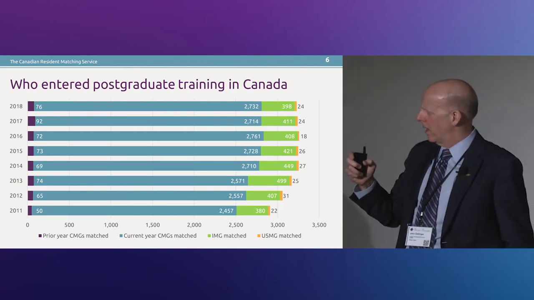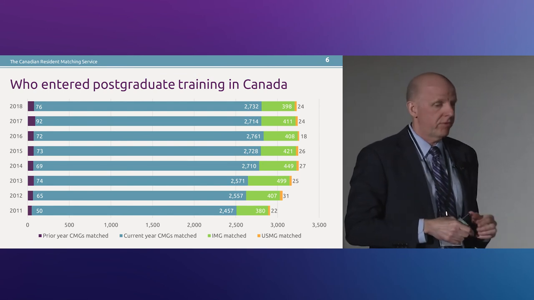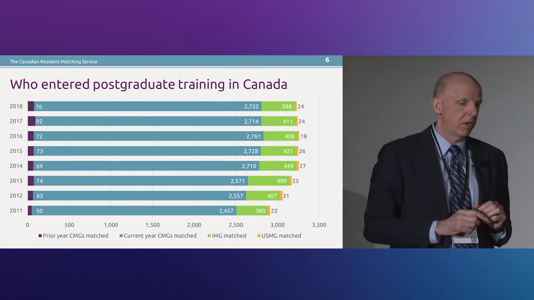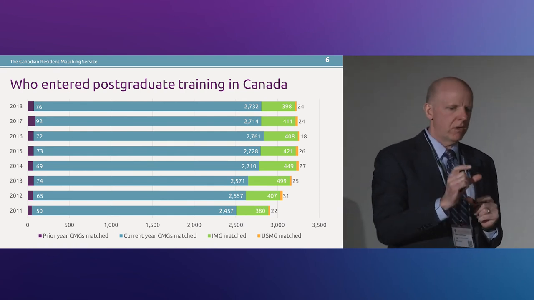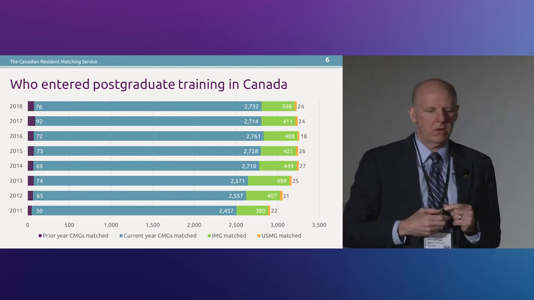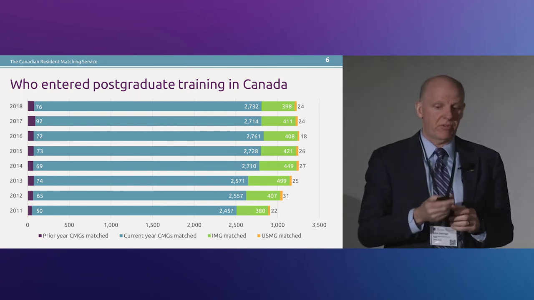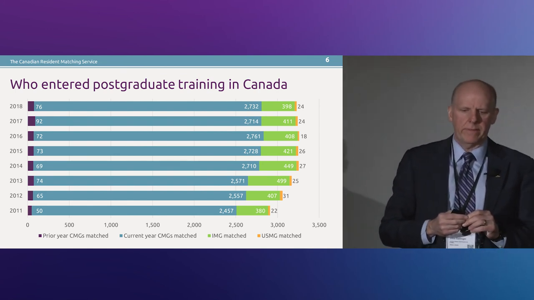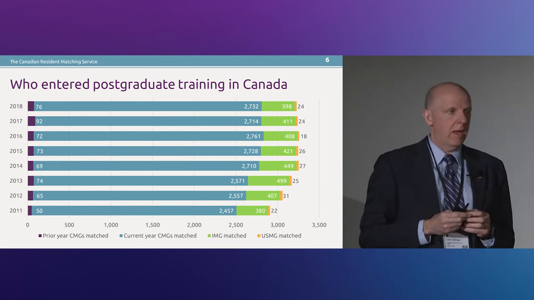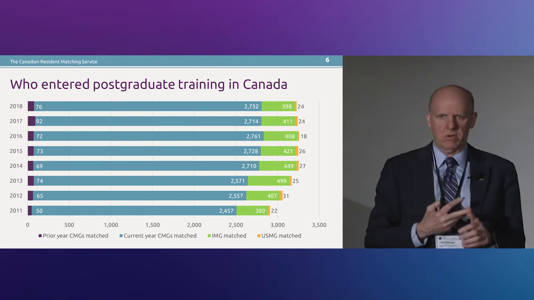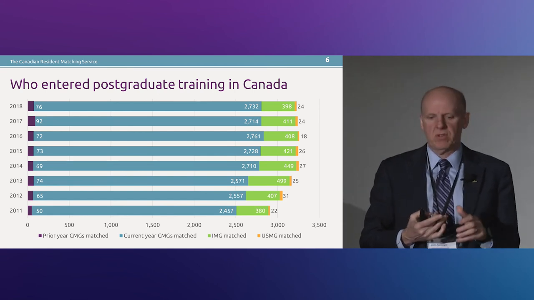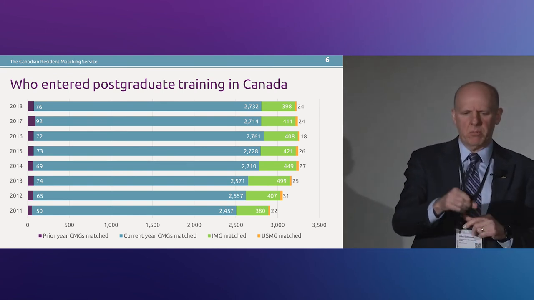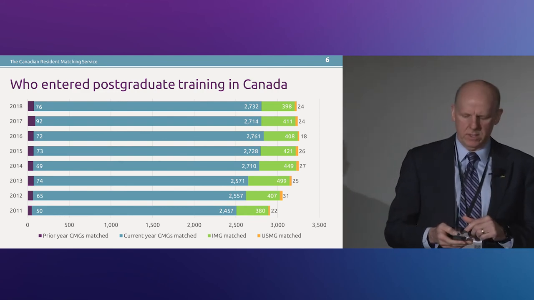This is a view of who will be entering into postgraduate training on July 1st. Just to orient you, the small burgundy section on the far left-hand side is the prior year CMGs matched. The large blue section is current year CMGs matched. The green are the IMGs, and the small yellow portion on the far right-hand side are USMGs. A couple of things to call out here: this is the first time since 2011 that there have been fewer than 400 IMGs entering postgrad training on July 1st. There were 3,230 total matched applicants. Prior year CMGs, 57% matched. Current year CMGs, 96% matched. IMGs, 22.6%, and USMGs, just a little more than 58%. And that's combined first and second iteration. So pretty similar numbers for the last 5 years in total number of positions filled in Canada.